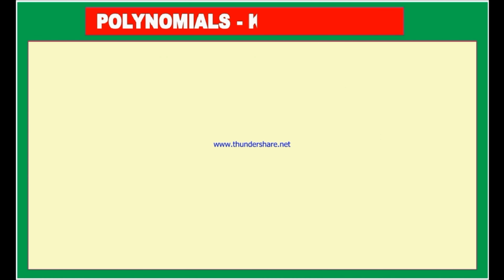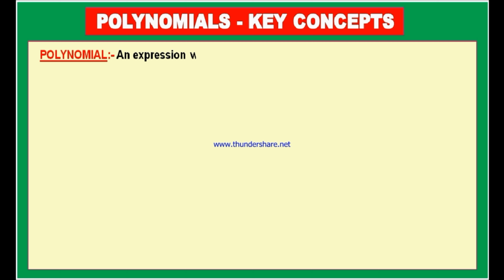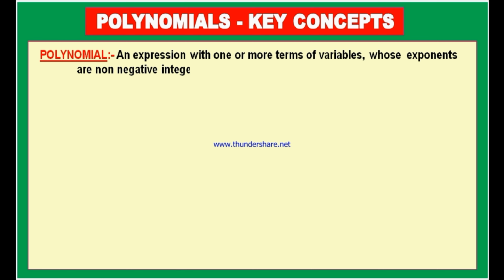Here are some key concepts from the chapter Polynomials. Let us know what is a polynomial first of all. An expression with one or more terms of variables whose exponents are non-negative integers. I shall repeat, an expression with one or more terms of variables whose exponents are non-negative integers.